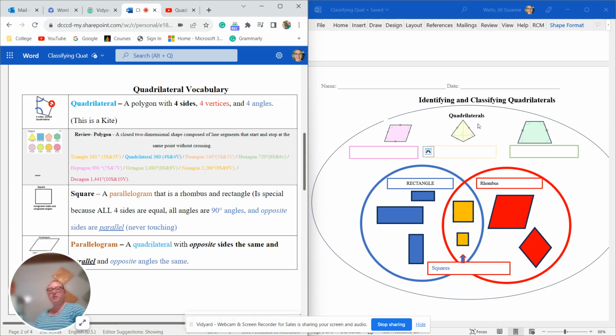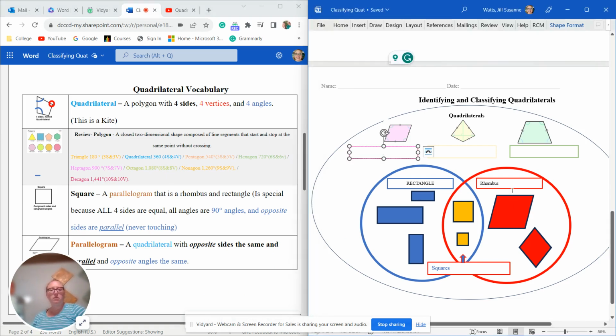Quadrilaterals. Okay, so let's start with, do you want to start with red or blue? Which side do you think looks easiest to you? If you were just looking at those, which one do you think you could identify quickly? The blue rectangles. Good job.